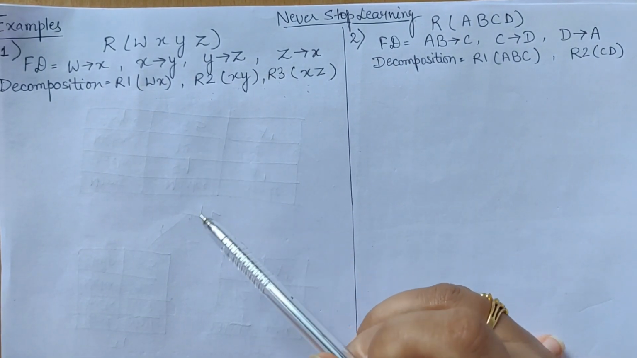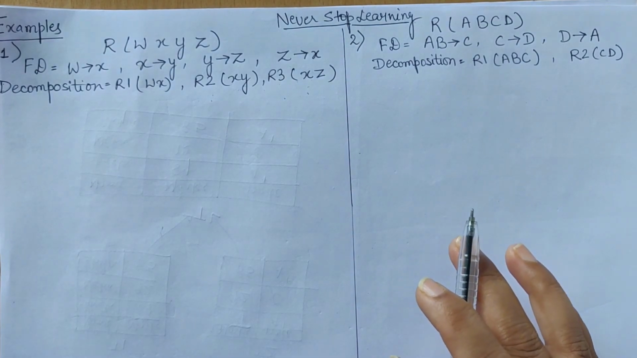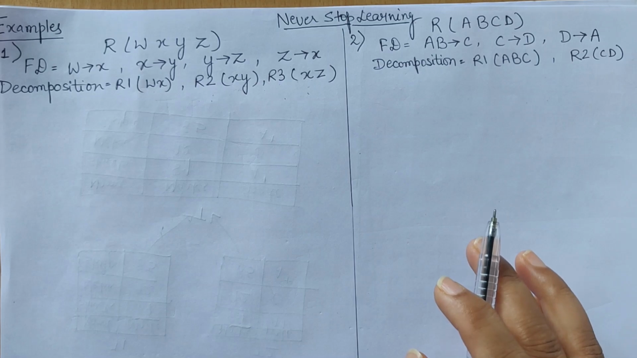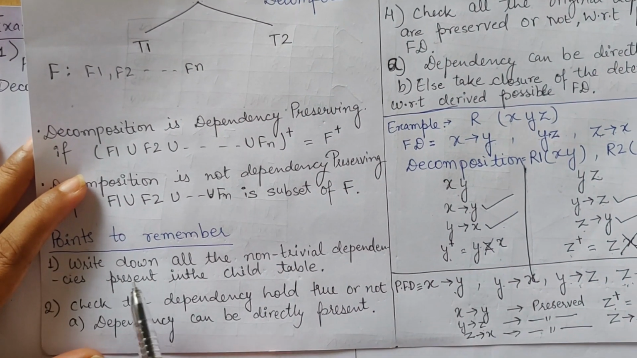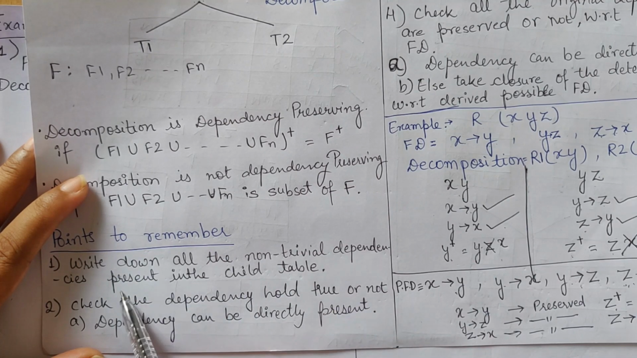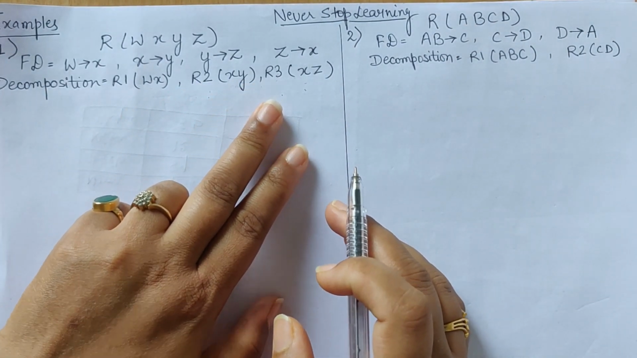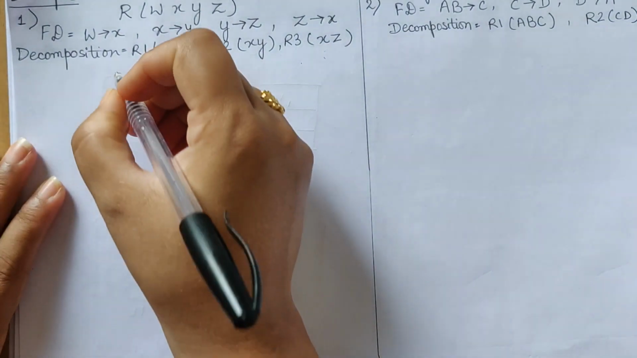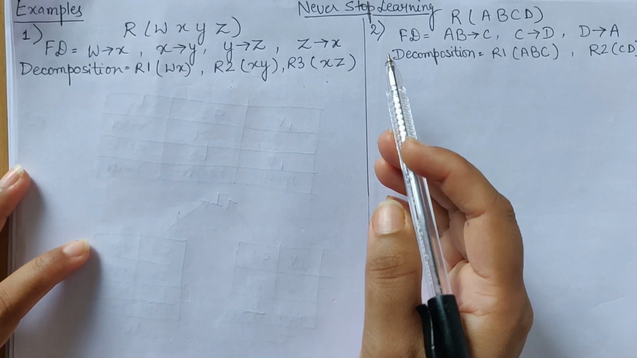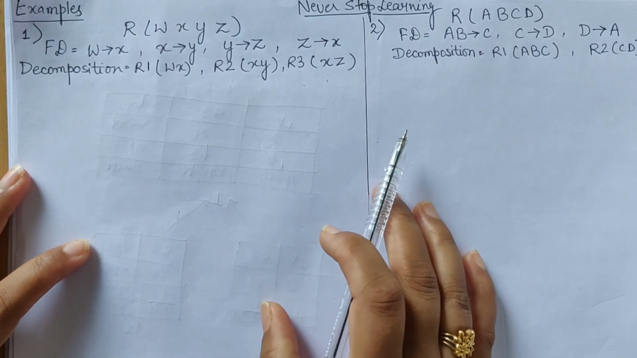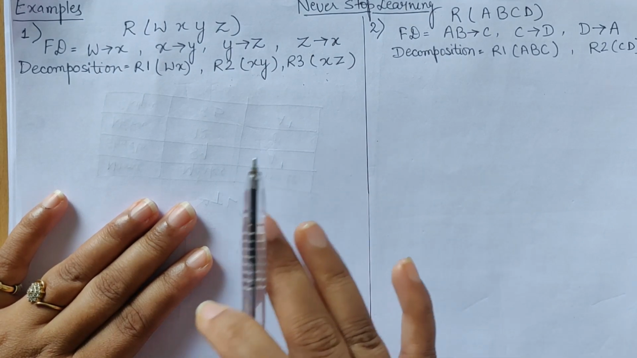Now what we have to do next is check for dependency preserving, whether it is dependency preserving or not. We already studied in the previous lecture, I have given you 4 points for this. So let's solve the numerical one by one. The first point for dependency preserving: write down all the non-trivial dependencies present in the child tables. Why only non-trivial dependencies? Because trivial dependencies always hold true. If I am saying X determines X, of course X can determine X. There is no point of checking there, right? So we are only going to write the non-trivial dependencies from the child tables.